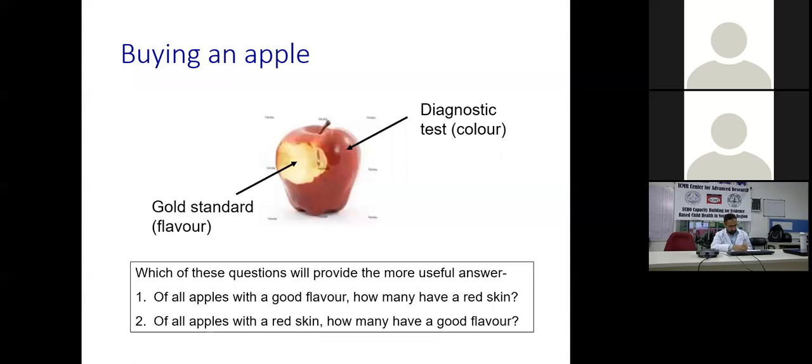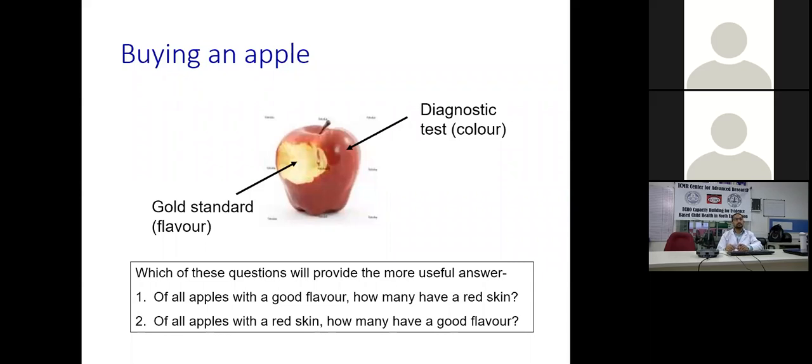So it's very similar to the process when you're buying an apple. Imagine that you go to the market, you want to buy apples. For an apple, the gold standard is what is inside the apple: the flavor, the sweetness, the crunchiness, and so on. But you don't have access to the gold standard when you are buying the apple. What you have access to is the diagnostic test, which is the outside of the apple. For example, the color, the shininess, the fact that it's not soft in parts, it is nice and firm. So all this is part of your diagnostic tests.